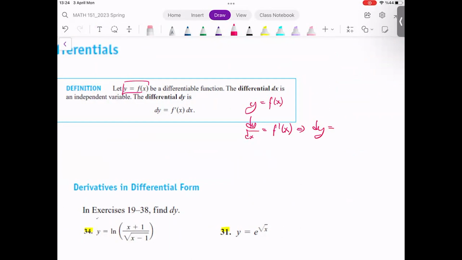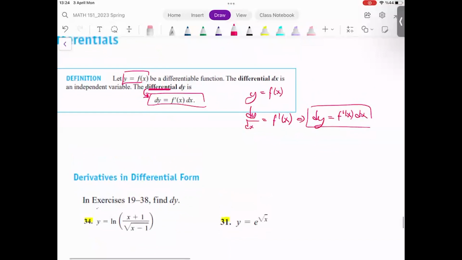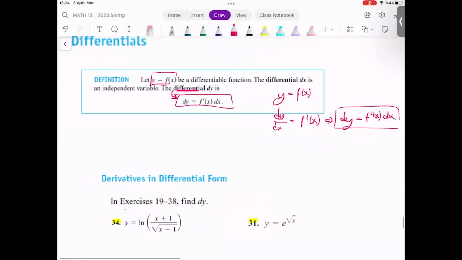Okay, it's better now. So you can write dy on the left alone, like f prime of x dx. This is what we call the differential. We call this expression the differential dy. Okay, so that's the differential.